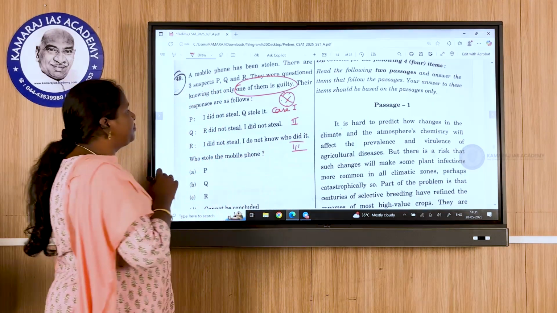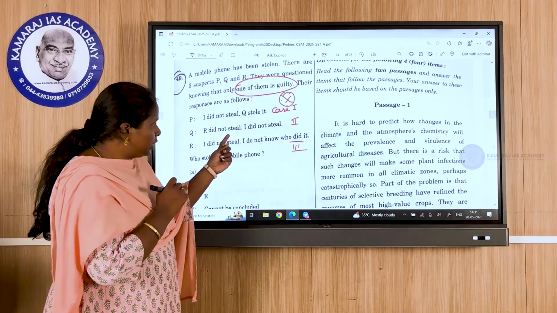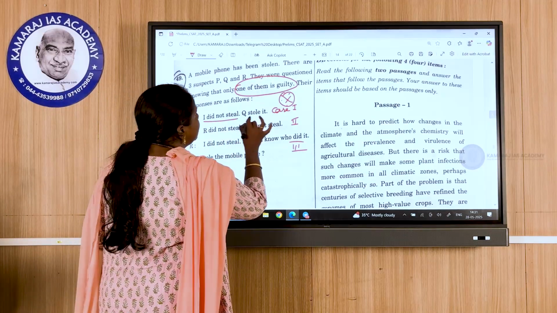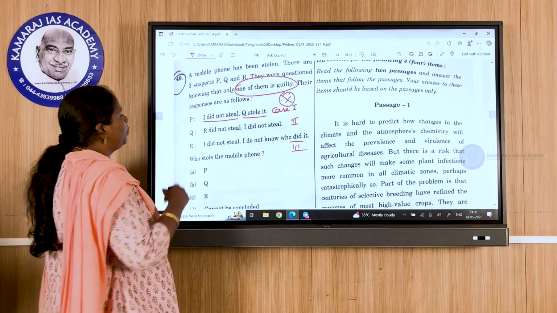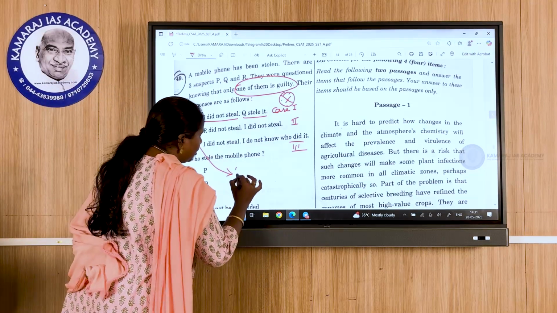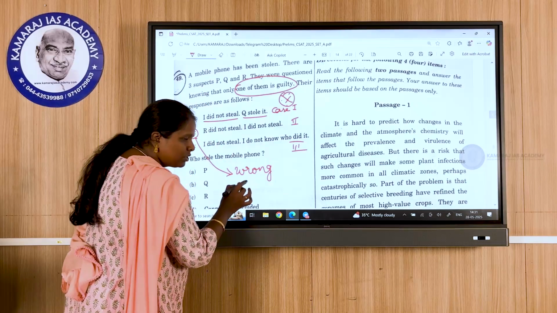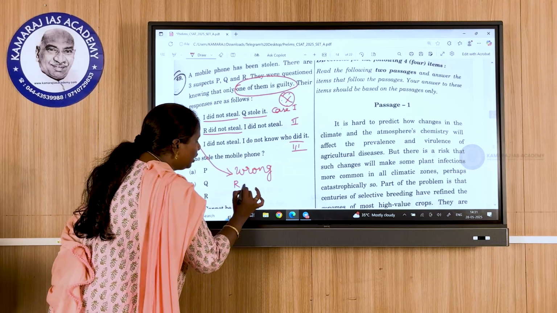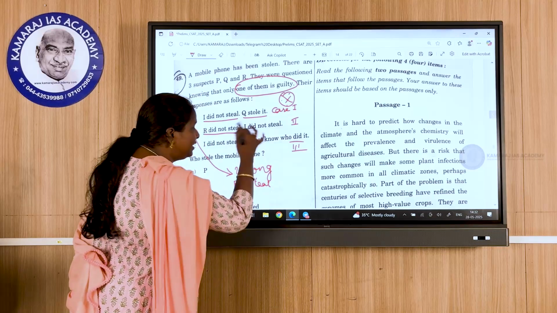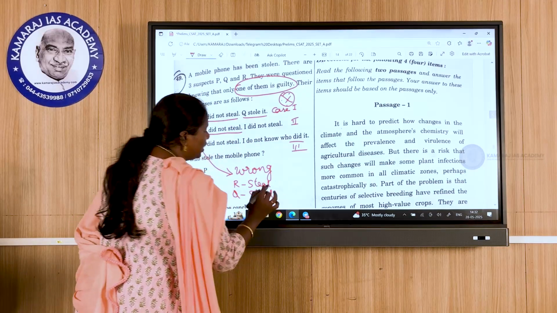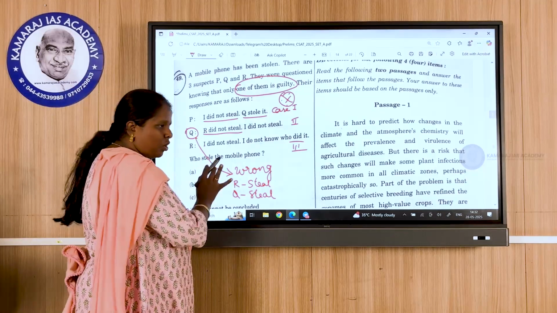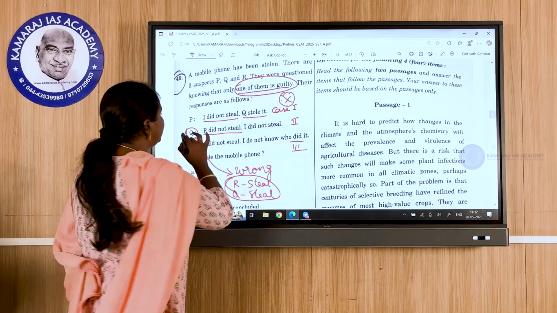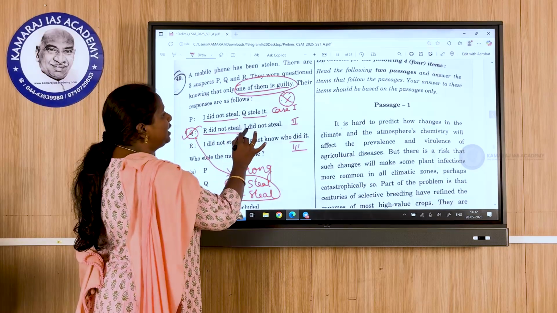Clear? Now if Q's statement is correct, R did not steal and I did not steal. Okay, what about P? I did not steal, Q stole it, right? Now if I consider Q's statement is wrong, so R did not steal. What will be the correct statement? If Q's statement is wrong, R can steal, right? At the same time, I did not steal, so Q would also have stolen the property. So if Q's statement is wrong, R and Q will be the accused, right? But only one of them is guilty. So Q's statement is correct. R did not steal and I did not steal.